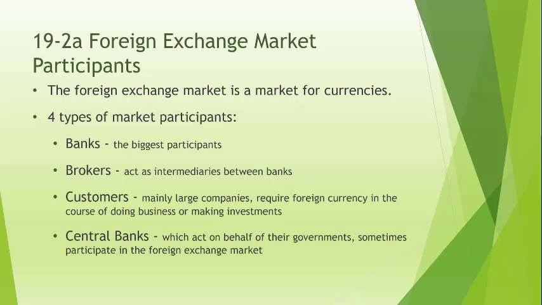So who actually trades in the foreign exchange market? Well, there are 4 types of participants. The largest by far are the banks. They buy and sell foreign exchange for their customers, but also basically for themselves as well, particularly the large ones. They speculate in the foreign exchange market. Brokers also buy and sell foreign currency. They act as intermediaries between the banks.